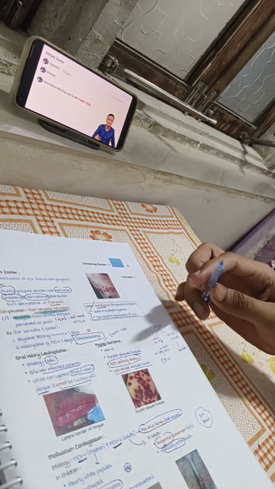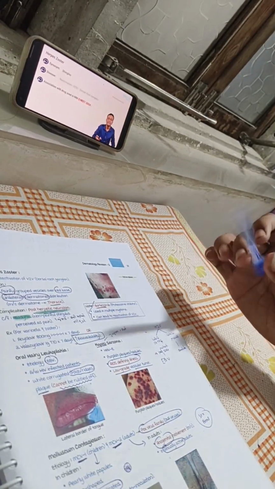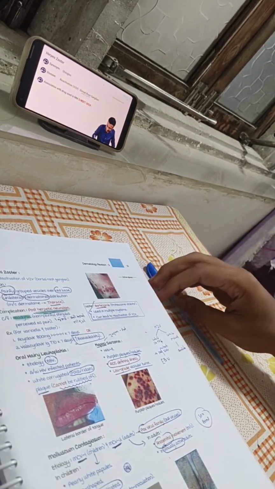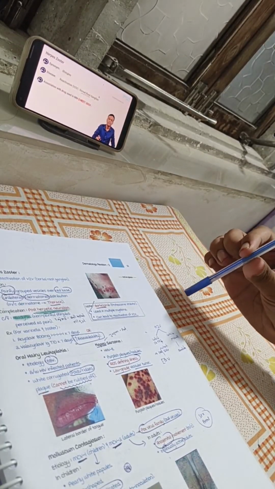Herpes zoster is also referred to as shingles. This is characterized by reactivation of the varicella zoster virus from the dorsal root ganglion. So that is important. Now this was a question which was asked in the NEET PG exam.